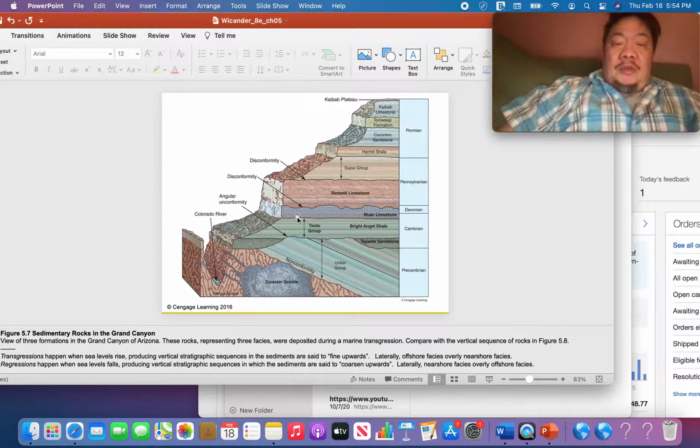Next thing you'll notice, now that you know this is metamorphic rock, is that Zoroaster granite cuts through the metamorphic rock. Which is older, the metamorphic rock or the granite? The granite is what? The granite is younger because it cuts through the metamorphic rock, right?